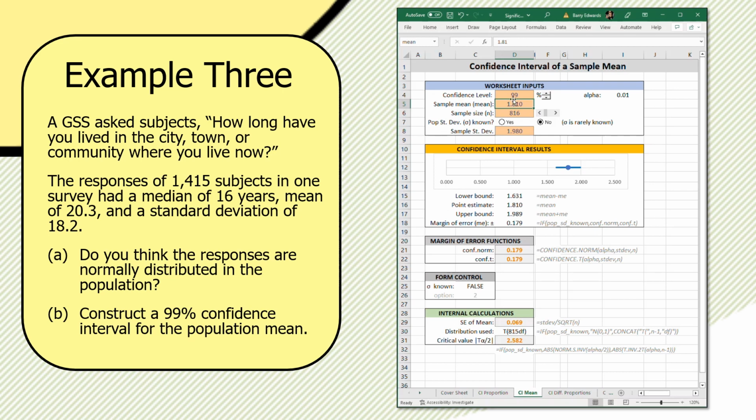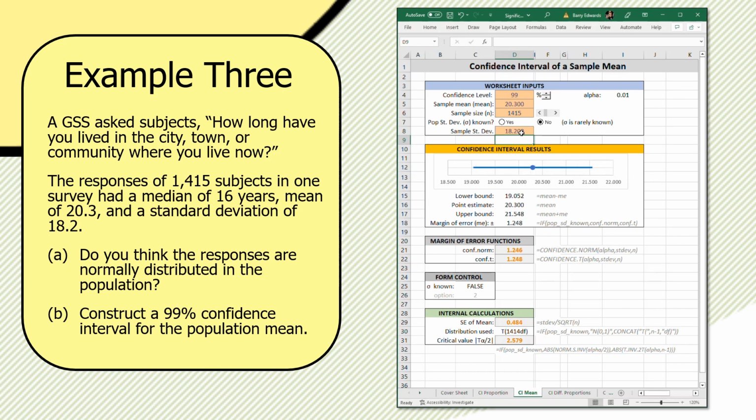The sample mean comes from the problem. The sample mean is 20.3 years. We also get the sample size from the problem of 1,415 respondents. Is the population standard deviation known? No. The standard deviation is estimated from the sample. The sample standard deviation is 18.2 years.